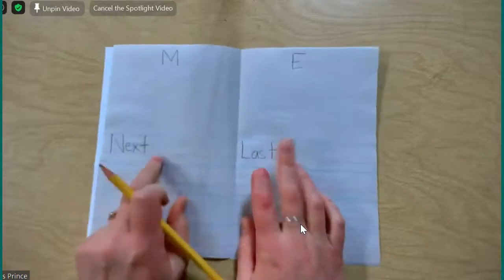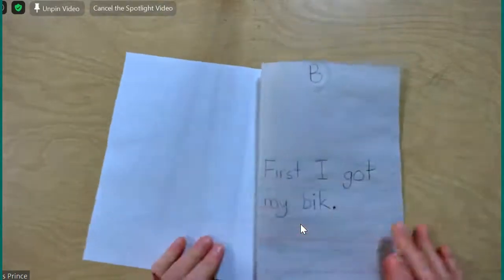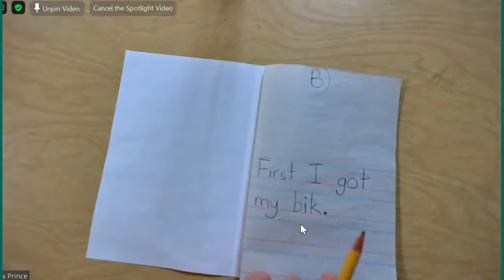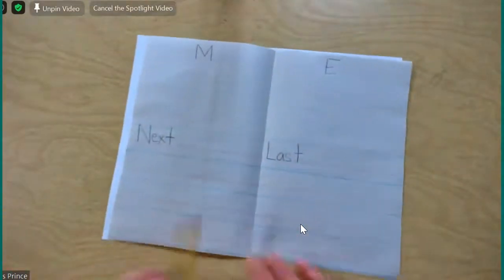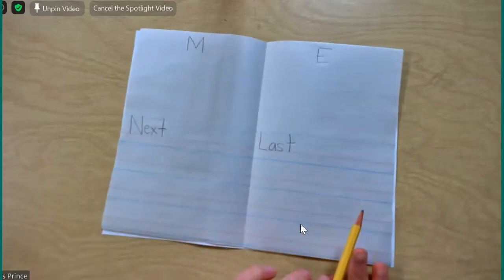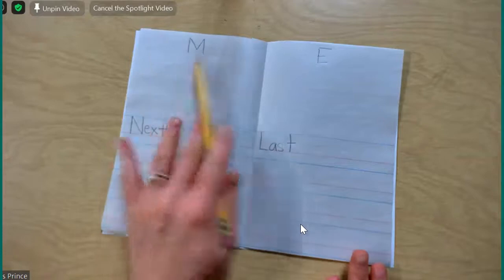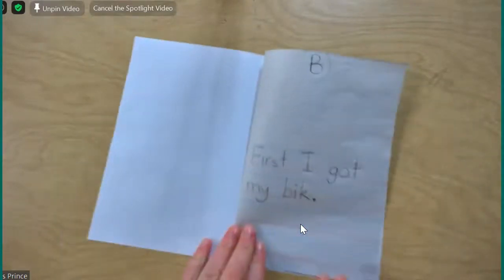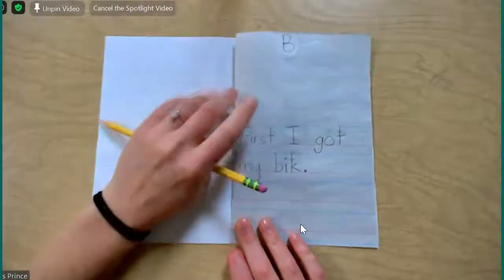You guys don't need to include these yet, but I'm just showing you how I'm organizing my story. That way I make sure I don't forget anything that I'm talking about. So, first I got my bike. Next, I went to the park. Last, I rode home. So I have my 3 parts of my story. So I know that it's a complete story. Today my focus is just on the beginning.